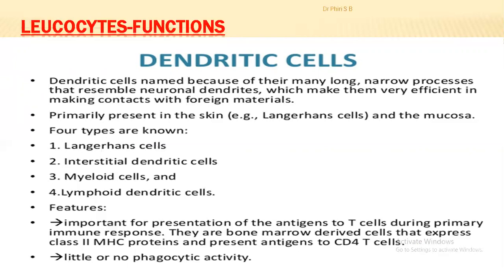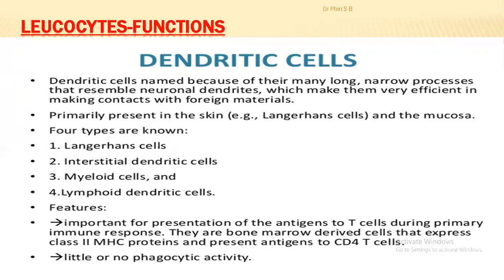But this dendritic cell is a special type of white blood cell that is also involved in immunity of the body, or the defense mechanism of the body. So like I said, dendritic cells are named because of their many long, narrow processes that resemble neuronal dendrites, which make them very efficient in making contacts with foreign materials. Because these dendritic cells have a lot of these projections or dendrites, they are able to detect foreign organisms within the body.